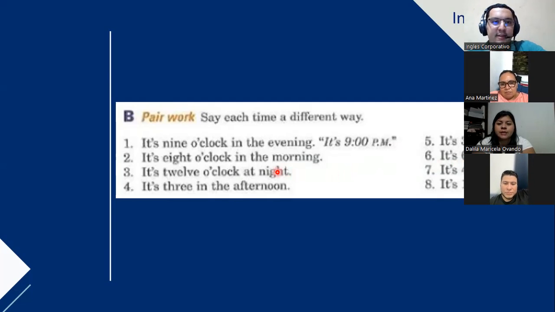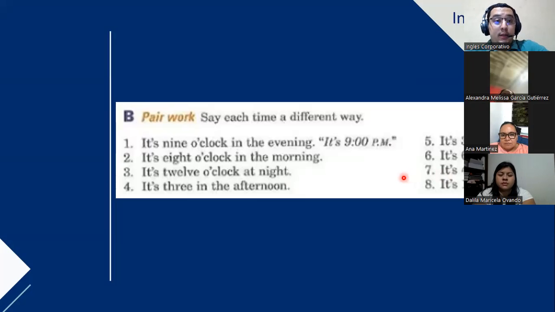Remember, good morning, good afternoon, good evening, and good night. That's it. At noon and midnight. Okay, let's see number seven. It's 4 p.m. It's 4 o'clock in the afternoon. Okay, thank you.